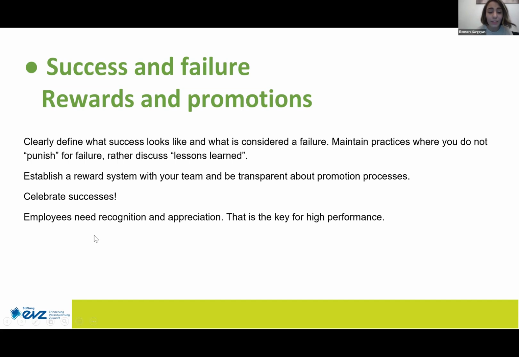Celebrate successes. This is very important, because you need to not only celebrate birthdays and New Year, you also need to celebrate successes. This does not mean that you need to reward every success, but you need to recognize and appreciate every success. And this refers both to team successes and individual successes. Employees need recognition and appreciation. That is the key for high performance. I assure you, that is the key for high performance.